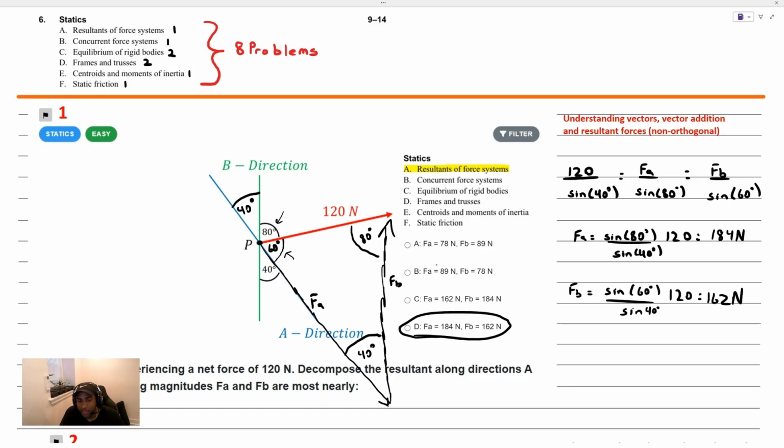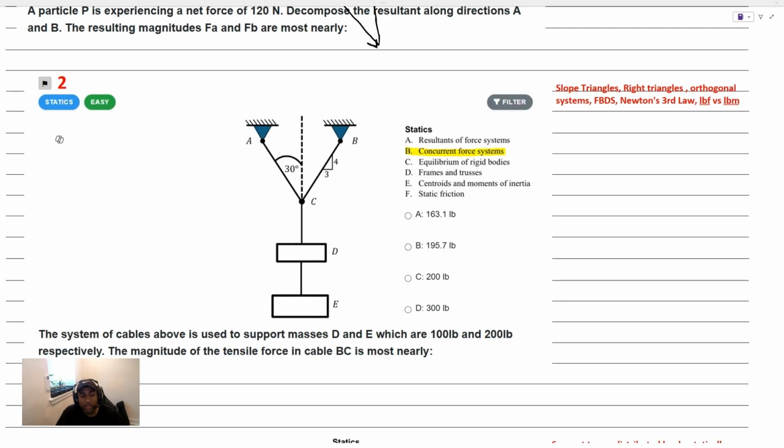Another note here is that you can see that all the FAs and FBs are unique, so you really only need to find one of them. But for completeness, we went ahead and found both of them. This problem was super important to reviewing the idea of the parallelogram rule of vector addition. And sometimes we don't break down these forces into a perpendicular or Cartesian system, and this was a good reminder of that.